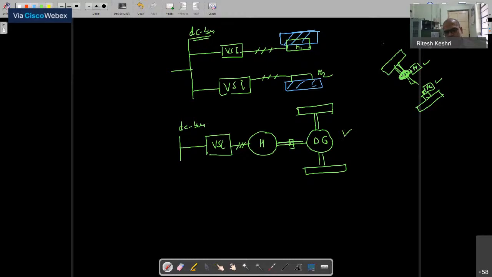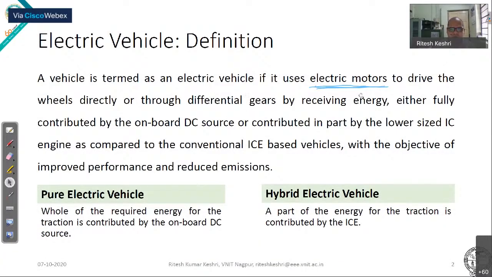In this case, you see that the tractive power required at the wheel is being delivered from the motor, but it is indirect. We have a differential gear in between, and here you see that the tractive power is directly being given to the wheel from the motor. So this is what is there in the definition. That's why it is written: to the wheels directly, or through a differential gear.